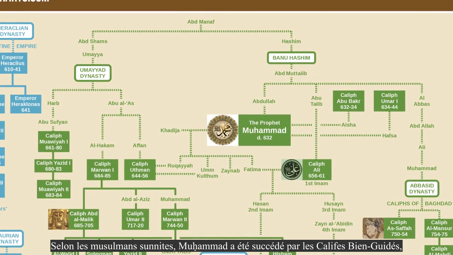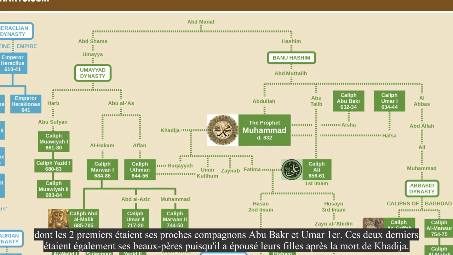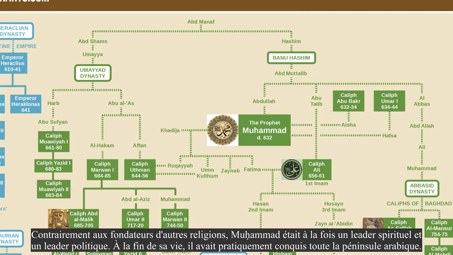According to Sunni Muslims, Muhammad was succeeded by the Rashidun caliphs, the first two of which were his close companions, Abu Bakr and Umar I. These two were also his fathers-in-law as he married their daughters after the death of Khadija. Unlike the founders of other religions, Muhammad was both a spiritual and political leader. By the end of his life, he had basically conquered the entire Arabian Peninsula.